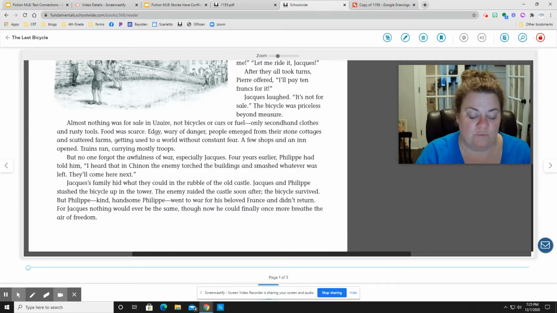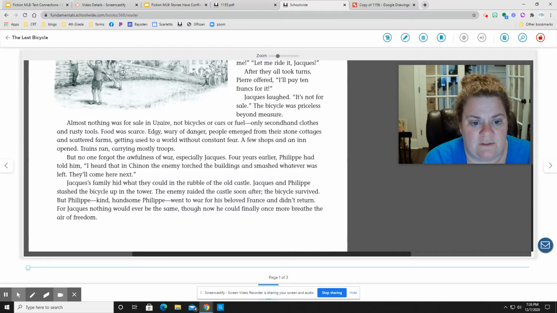So that bicycle seems really important to Jacques because it was a reminder of his relationship with his brother who is now gone. This story takes place in France, and it takes place after World War II. Most of the fighting had gone on in Europe. So what we want to think about is Jacques and his friends have lived through a terrible, terrible war where bombs and things were going off all around them, and their homes and property were being destroyed, and you never knew from one day to another what was coming next.